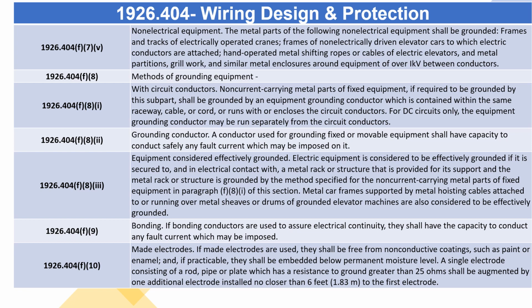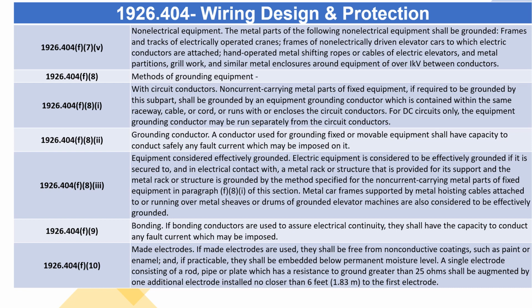1926.404 F8.3. Equipment considered effectively grounded. Electric equipment is considered to be effectively grounded if it is secured to, and in electrical contact with, a metal rack or structure that is provided for its support, and the metal rack or structure is grounded by the method specified for the non-current carrying metal parts of fixed equipment in paragraph F8I of this section. Metal car frames supported by metal hoisting cables attached to or running over metal sheaves or drums of grounded elevator machines are also considered to be effectively grounded.